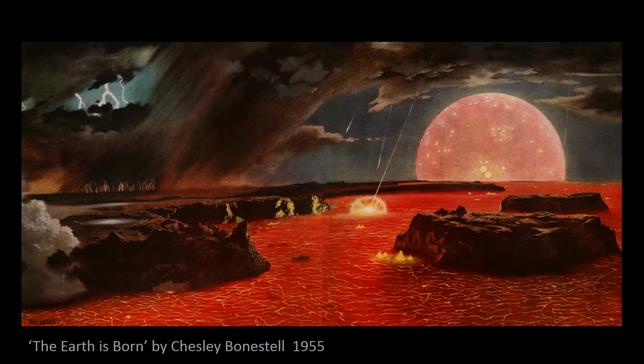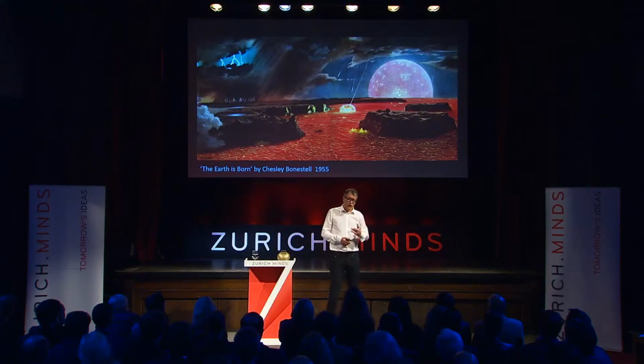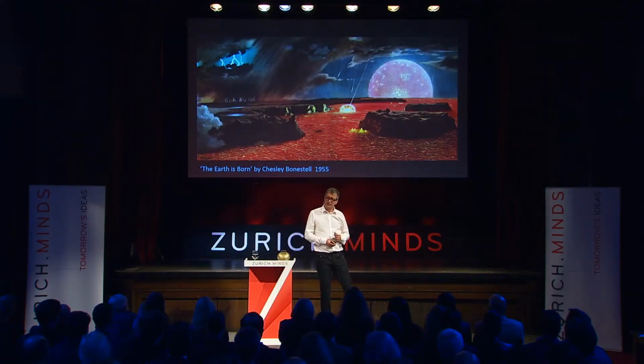This is a picture of our early Earth by the artist Chesley Bonestell from 1955. It's quite an accurate representation. Our Earth formed about 4.5 billion years ago. And shortly after its formation, a planet the size of Mars collided with the Earth, and that led to the formation of our moon, which you can see glowing hot in the back of the picture there. And at that time, the moon was 10 times closer to the Earth, and over time it has drifted away.